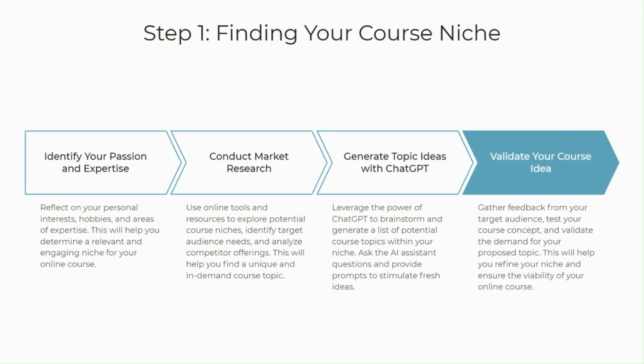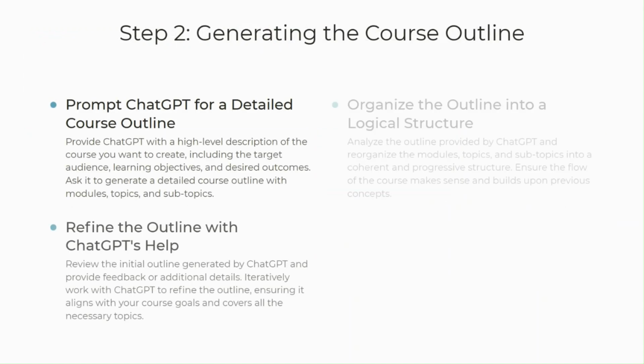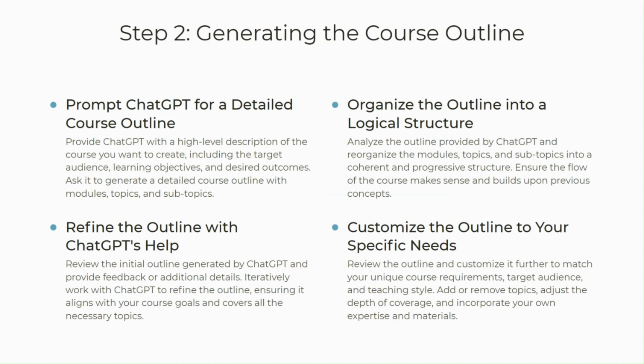Step 2. Generating the course outline. Once the topic is finalized, generate the structure for your course. Ask ChatGPT for a detailed outline. Prompt: create a detailed outline for a course on making money with AI generation tools, including modules and topics. Example output: Module 1, Introduction to AI Generation. Module 2, Tools for AI Art Creation. Module 3, Monetizing AI Art. Customize the outline. Add, remove, or tweak topics to suit your course goals.